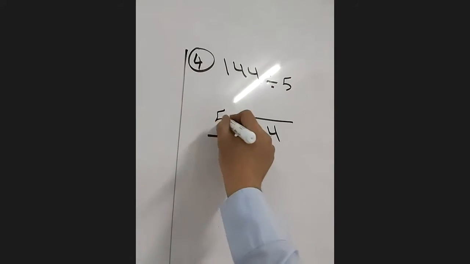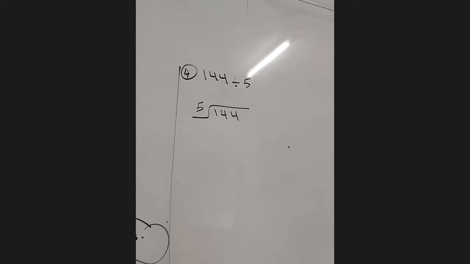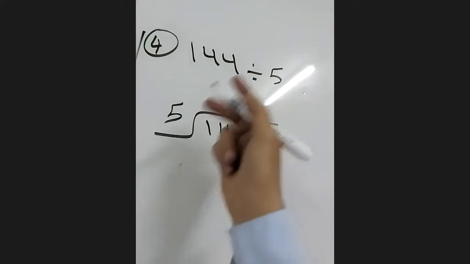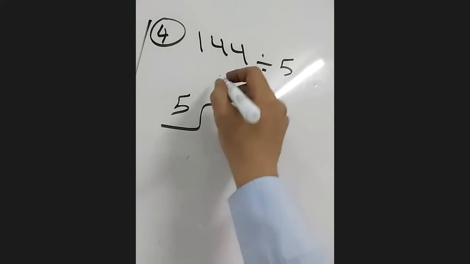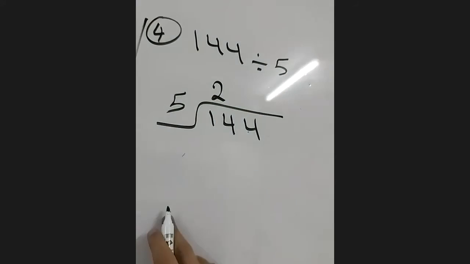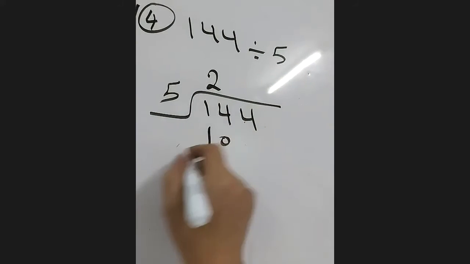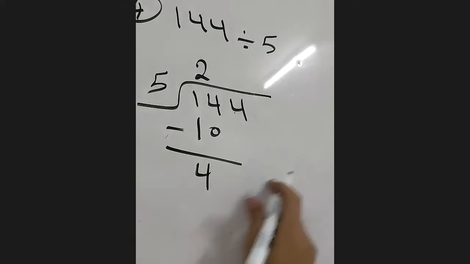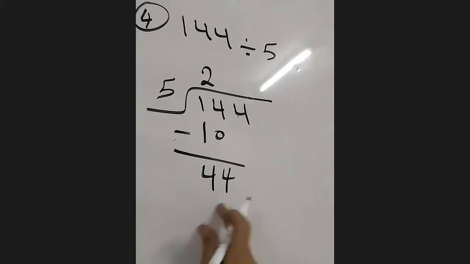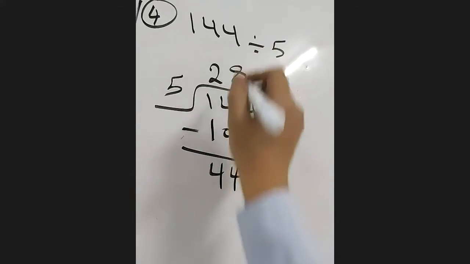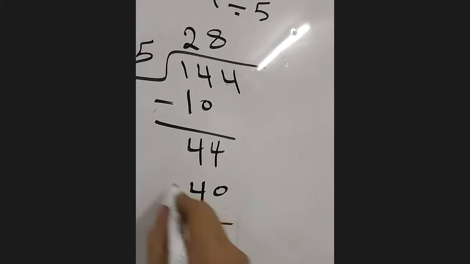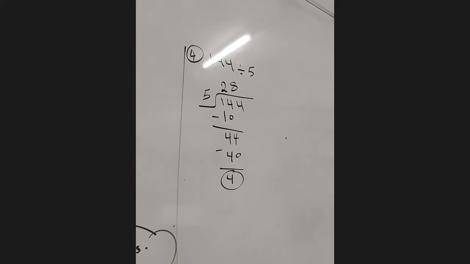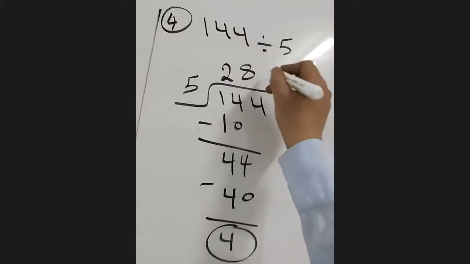Divided by 5. Can you help me here? We can do 5 multiply 1, so we take 14. Put 2. 2 multiply 5 equals 10. Subtract, 4. Then 4 down. 40 minus 40, remainder 4. Good. So we have remainder 4.